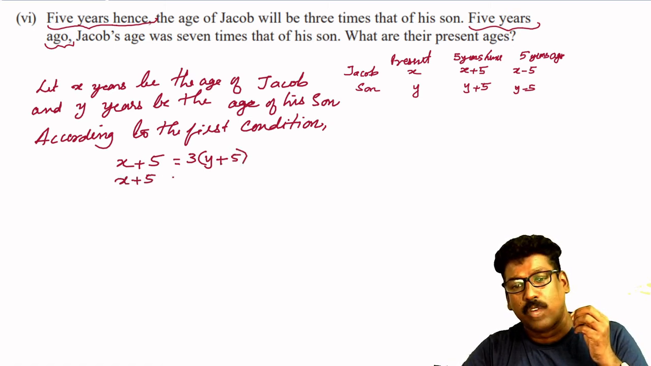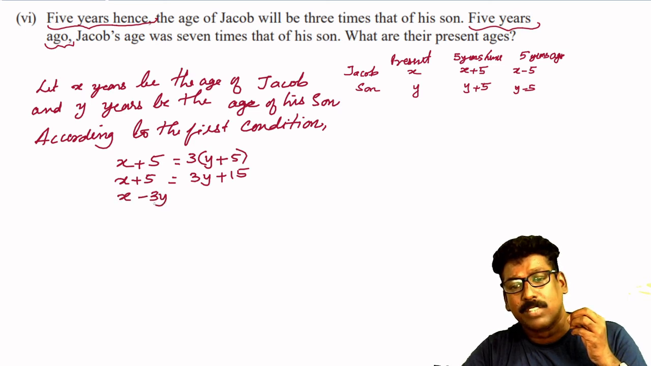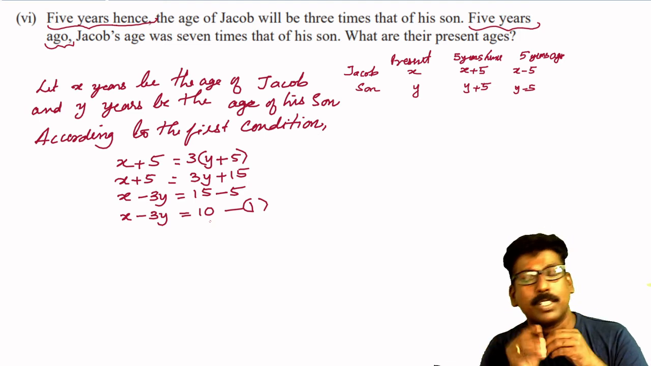That is x plus 5 is equal to 3y plus 15. That is, taking x and y to one side, x minus 3y is equal to 15 minus 5. That is x minus 3y is equal to 10, which is the first equation.